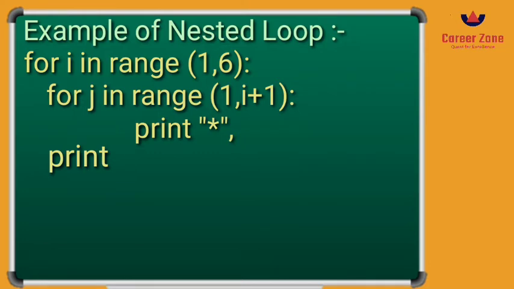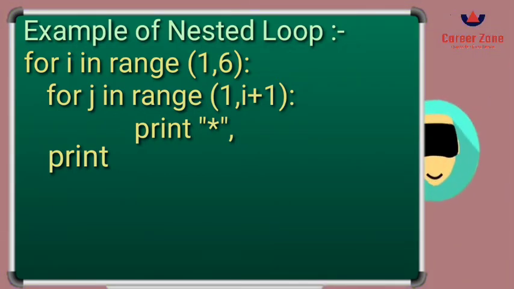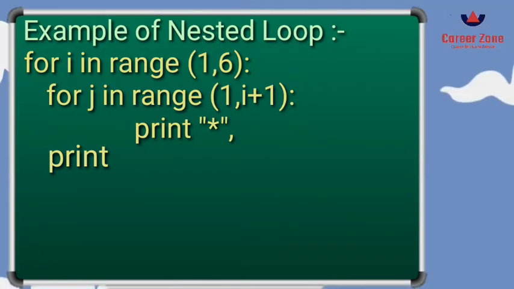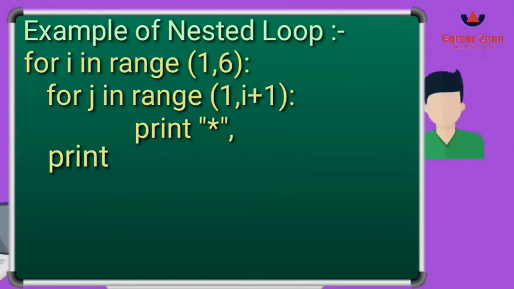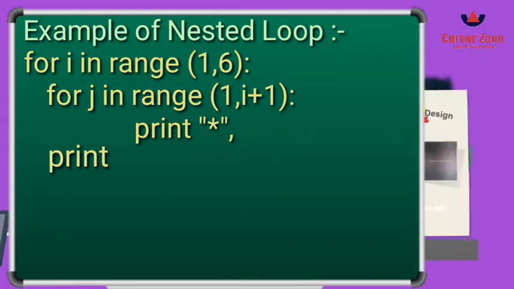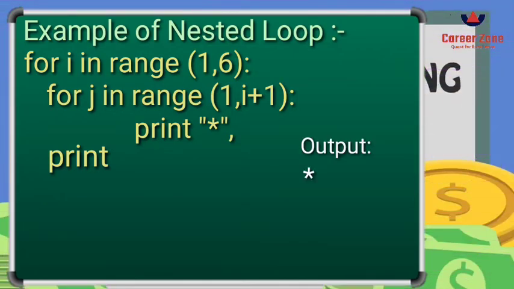Now the inner loop I have taken, where j is a loop variable which will be assigned values from 1 to i plus 1. It means the first time it will run one time, because I have written 1, i plus 1. When the value of loop variable i is 1, it will run from 1, 2. It means the loop will execute one time, and once it executes one time, the next statement will be printed, which is star. It means the star will be printed once.